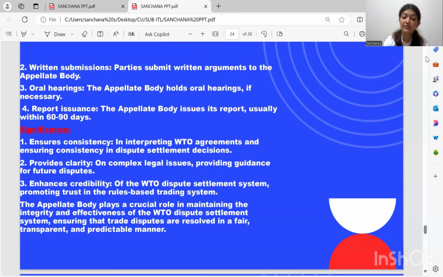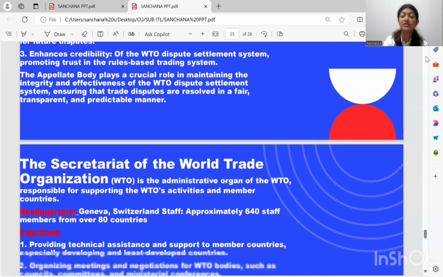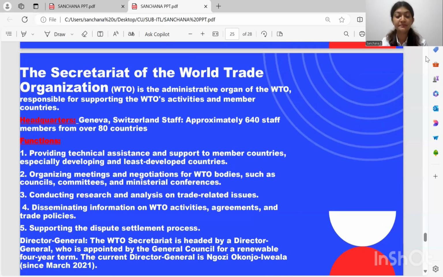The Appellate Body plays a crucial role in maintaining the integrity and the effectiveness of the WTO dispute settlement system, ensuring trade disputes are resolved in a fair, transparent, and predictable manner. So the dispute is settled in a fair manner.